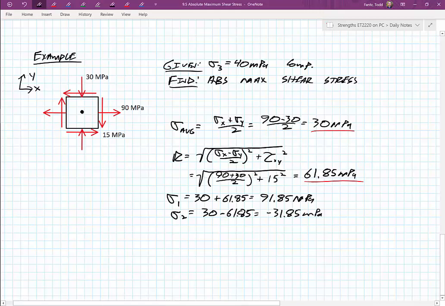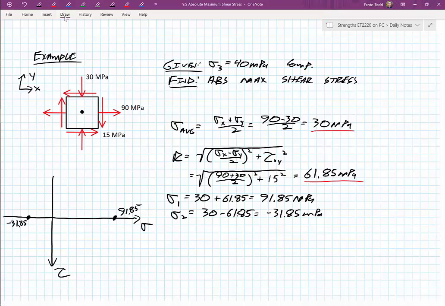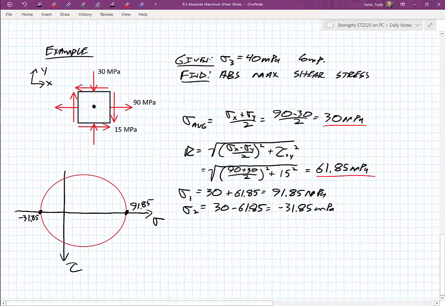So finally, I can look at my Mohr circle for this. One stress is at 91.85, maybe about here, and another one is at negative 31, maybe about here. So I can draw my circle between those two. And there's my Mohr circle for the 2D element.